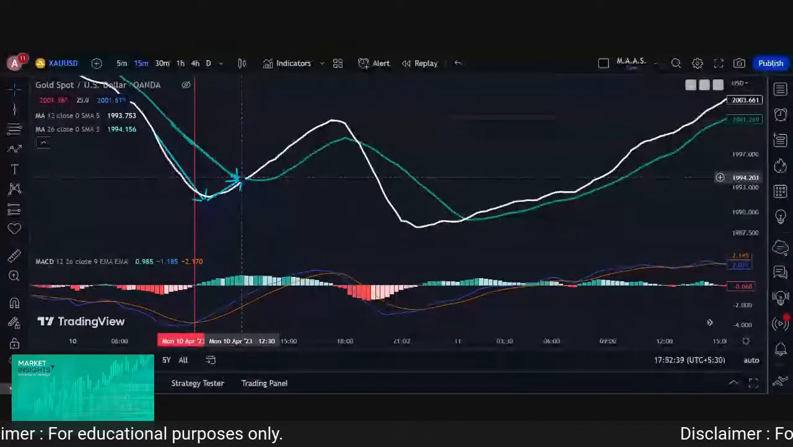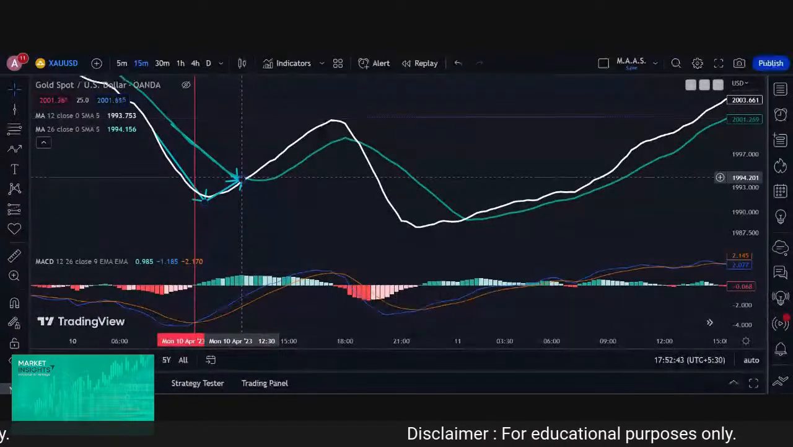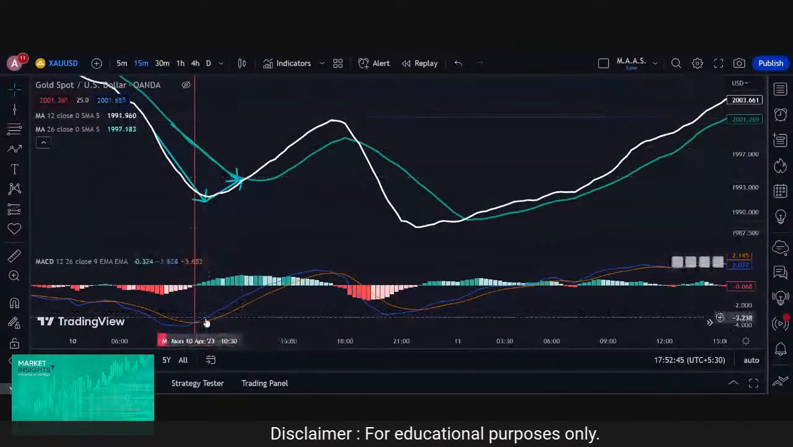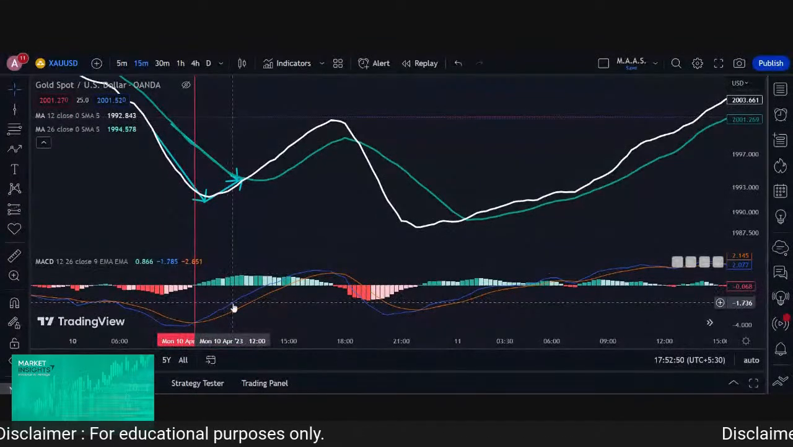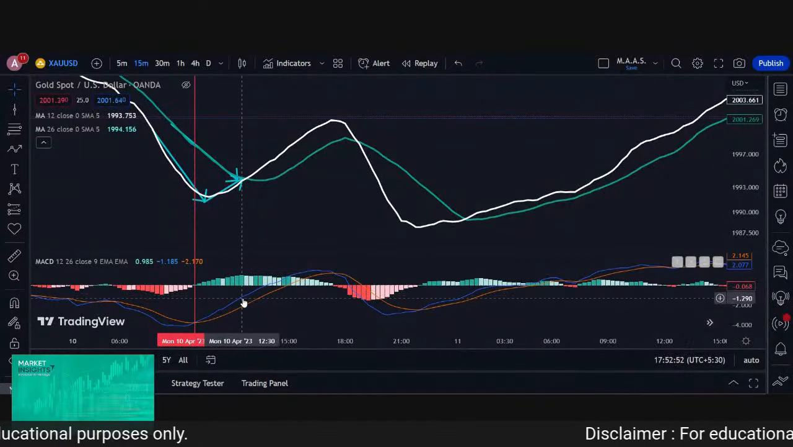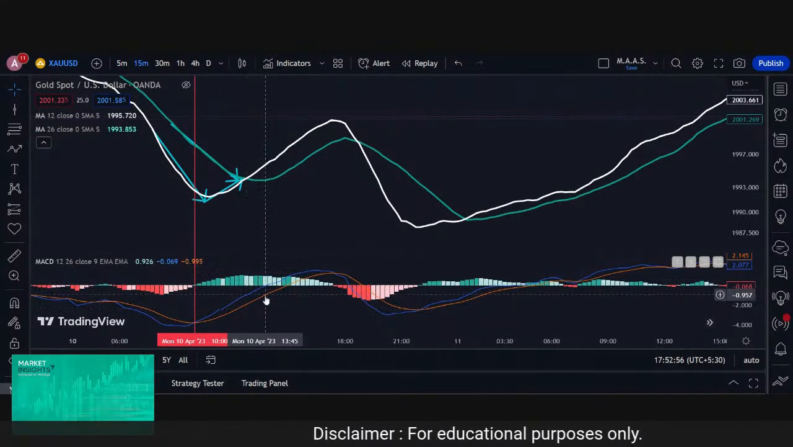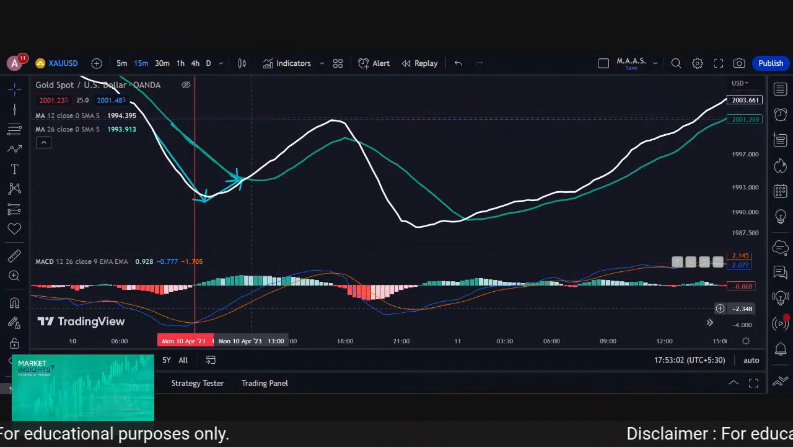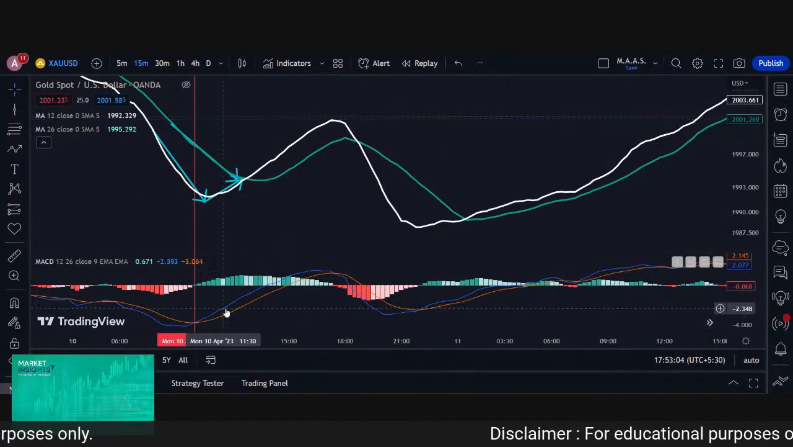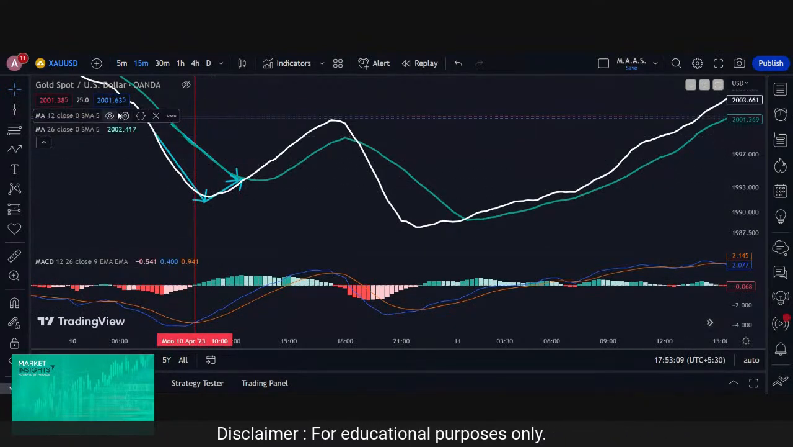That is also a question, right? When we talk about the white line, it is the difference between 12 and 26. This blue line here in MACD doesn't mean a 12-day moving average. And this red line, the signal line, as it is called, is not a 26-day moving average. What it is, the blue line is basically the difference between these two lines, 12 and 26.